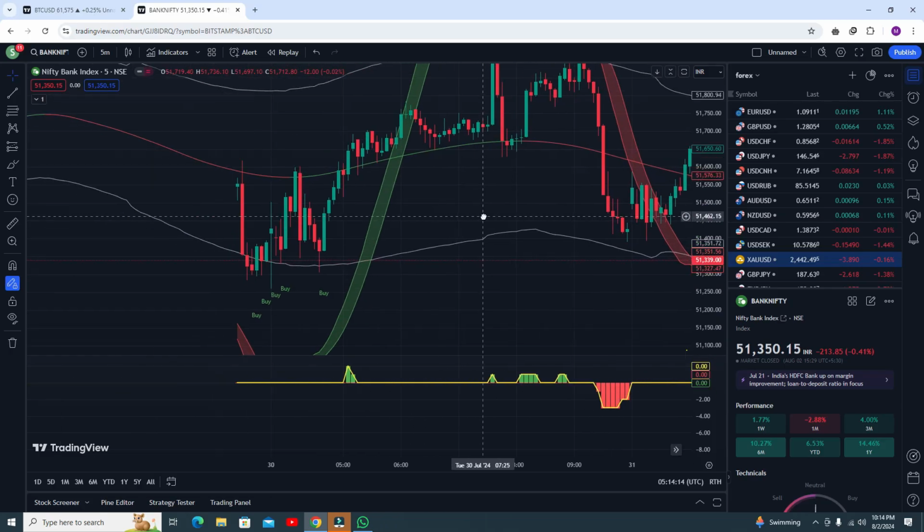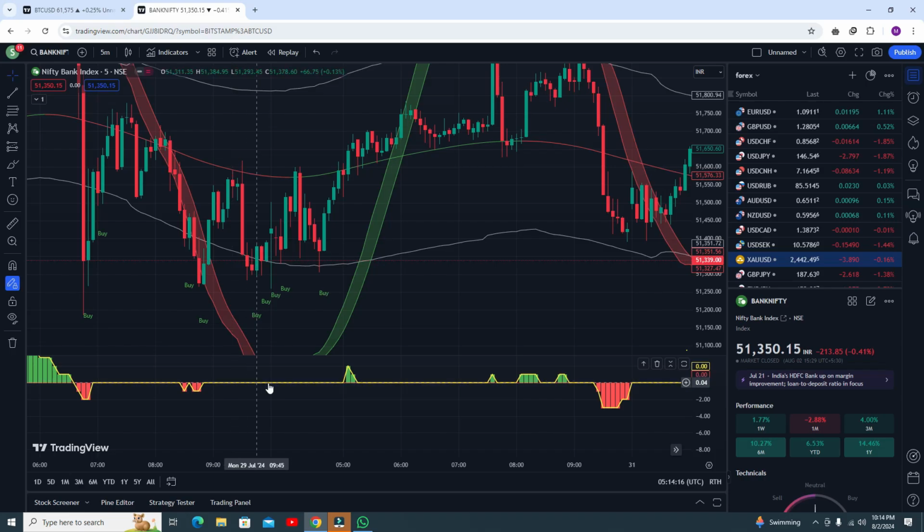Okay, and here you can see there is no volume and you are getting a buy signal. At first you got the buy signal here, because there is no volume you are getting a buy signal, so you have to go for the buy trade, another buy position, and put your stop loss according to the rules that I showed you at the start of the video.